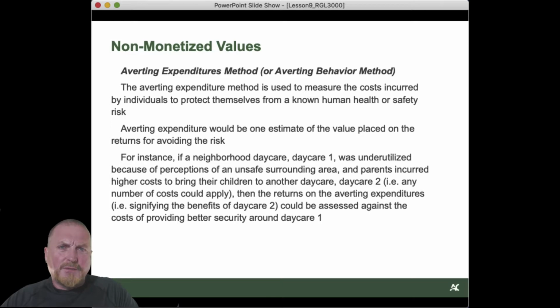And this is used in all kinds of design things, for daycare services, for shelters, for all kinds of different things, and looking at how much people are willing to pay to avert a risk that exists in a particular site. And now we know that if we were to regulate that site or improve that site, this is how much it's worth to the citizenry, because this is what they were paying to avert that risk previously.